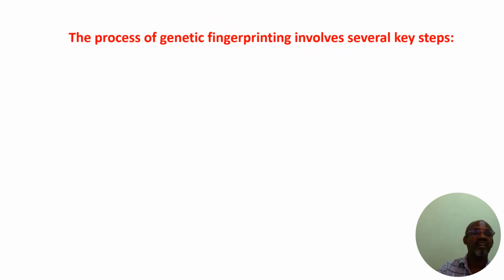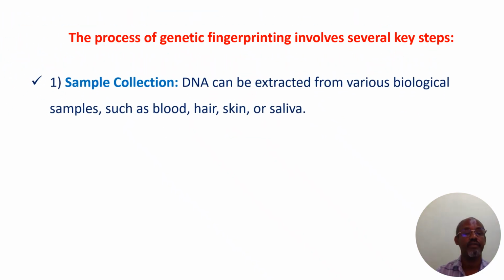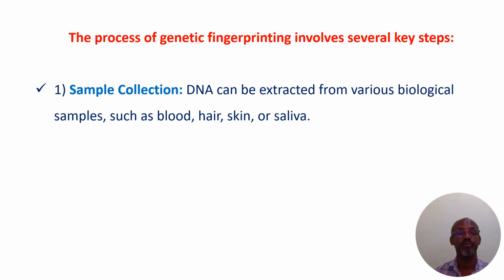DNA profiling or genetic fingerprinting. The process of genetic fingerprinting involves several key steps. What are these key steps? The first, sample collection. You collect sample blood, semen, skin, whatever. DNA can be extracted from various biological samples such as blood, hair, skin, saliva.